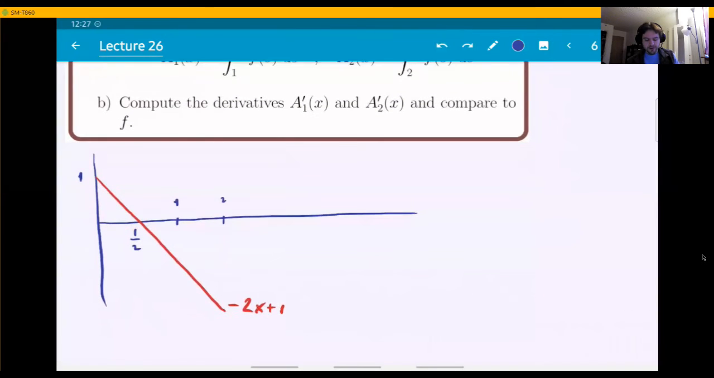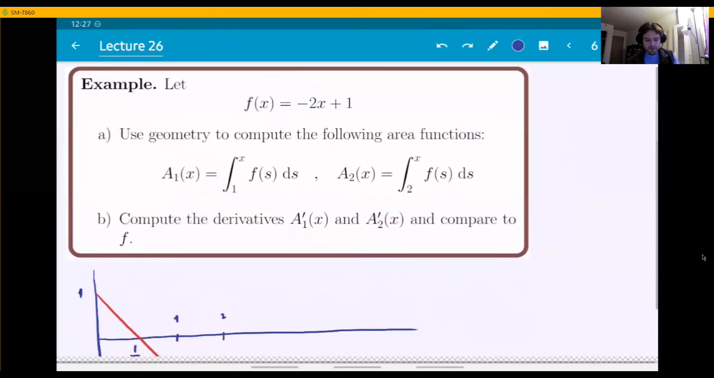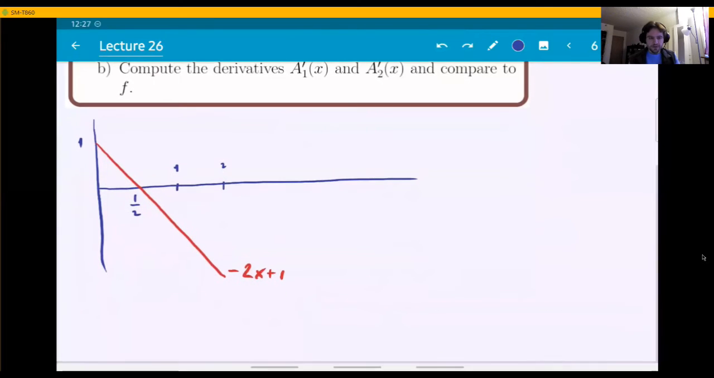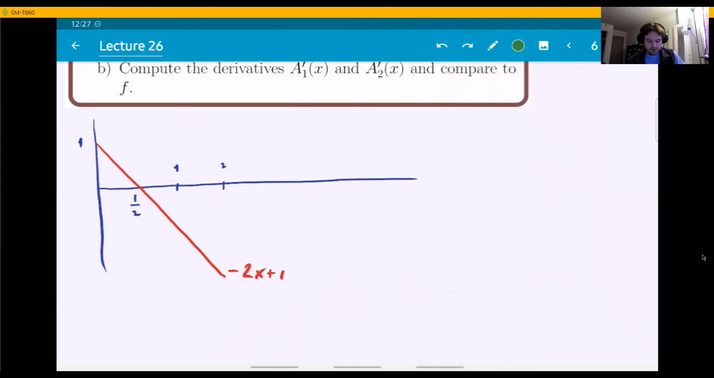Here's the f function again. It was a line segment, minus 2x plus 1, with a negative slope. And if you do the math, you're going to see it crosses the x-axis at x equals 1/2. So let's try to think first of all about the area function starting at 1. Imagine you have some point x now larger than 1. Let's say here. What is the area function now?